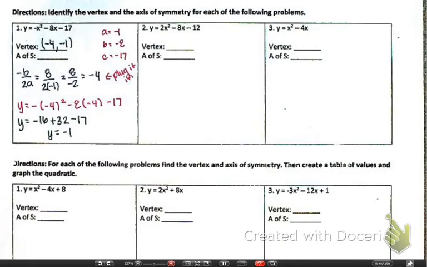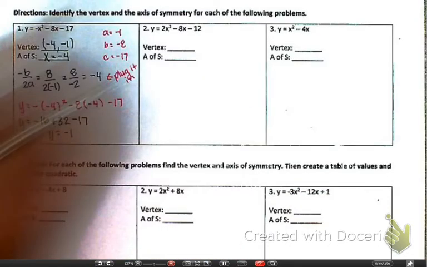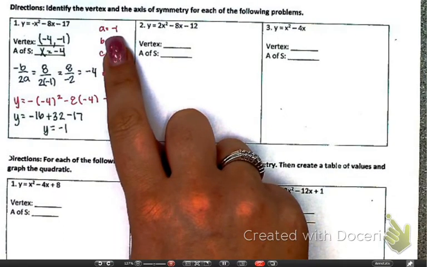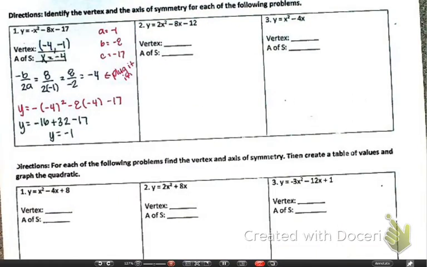Can you tell me what the axis of symmetry is? X equals negative 4. Remember, do not forget your x equals. Now, it doesn't ask for this, but we're going to go through it. What's the orientation of this graph? Down, because A is negative. What's the shape? No change, because A is 1. Good. What's the domain? All real numbers.